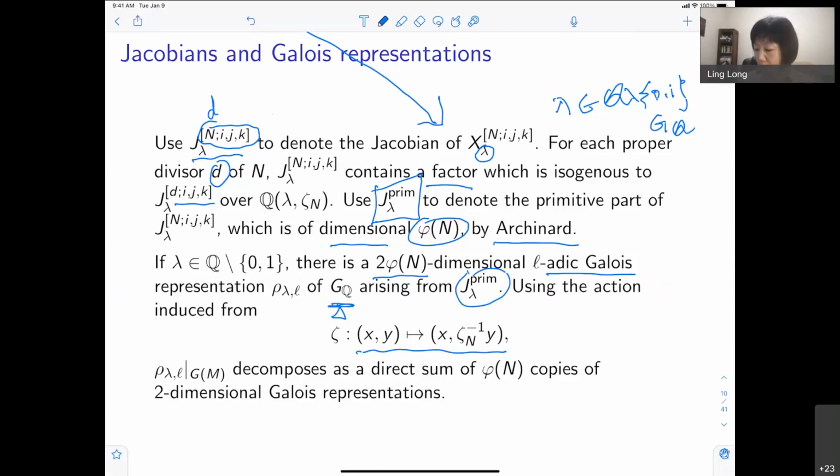After you do the restriction, this notation again will be the Galois group of Q bar over the corresponding cyclotomic field Q joining zeta_M.